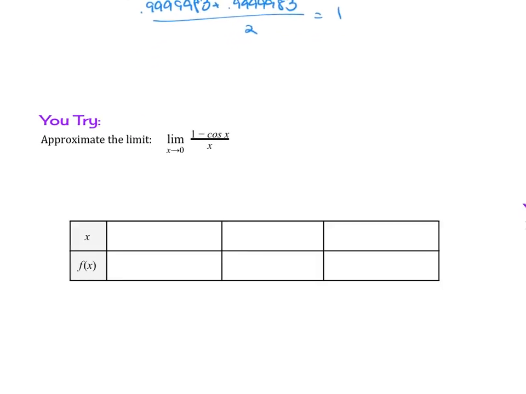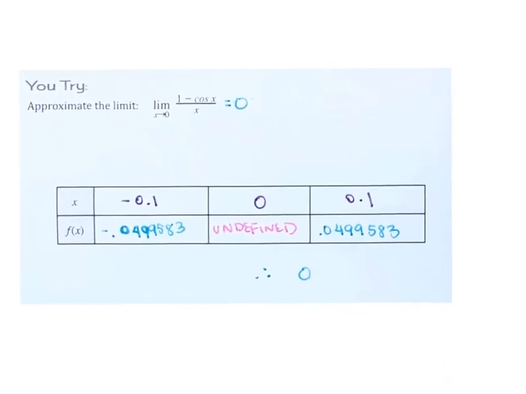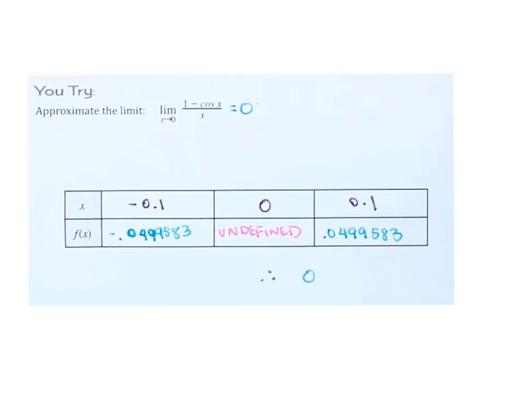So try this example out using Desmos again. Approximate the limit as x approaches 0 of (1 minus cosine of x) over x. Trying this out, in this case I used negative 0.1 and positive 0.1. Sometimes if you go a little too close, you'll get 0 or something like that. So maybe go a little bit further out to the left and to the right, and that might help you out a little bit more.